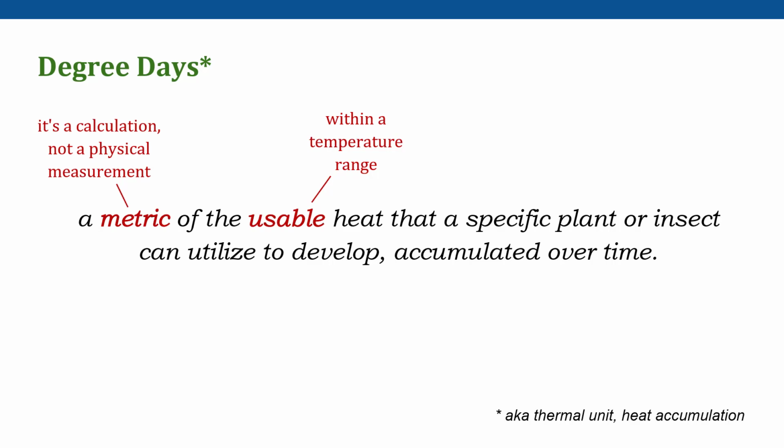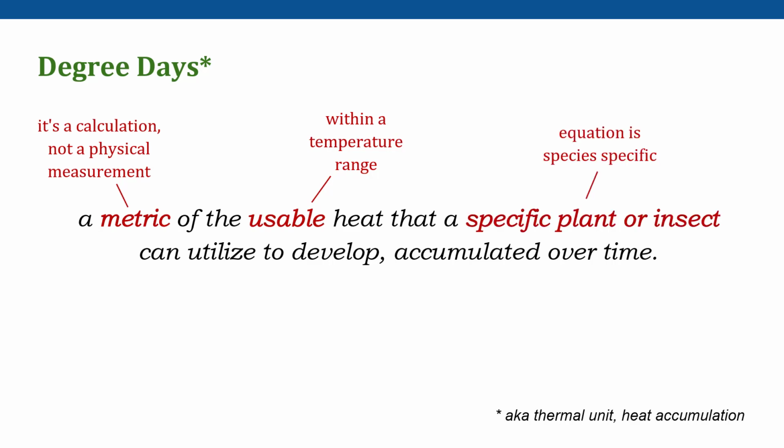Usable refers to the range of temperatures that can be actually used by the organism for development. So it's probably not a surprise that when things are really cold, plants and insects tend to shut down and don't develop at all. Similarly, if it's really hot, the rate of development will hit a plateau or could even stop as the organism focuses its energy on staying cool.